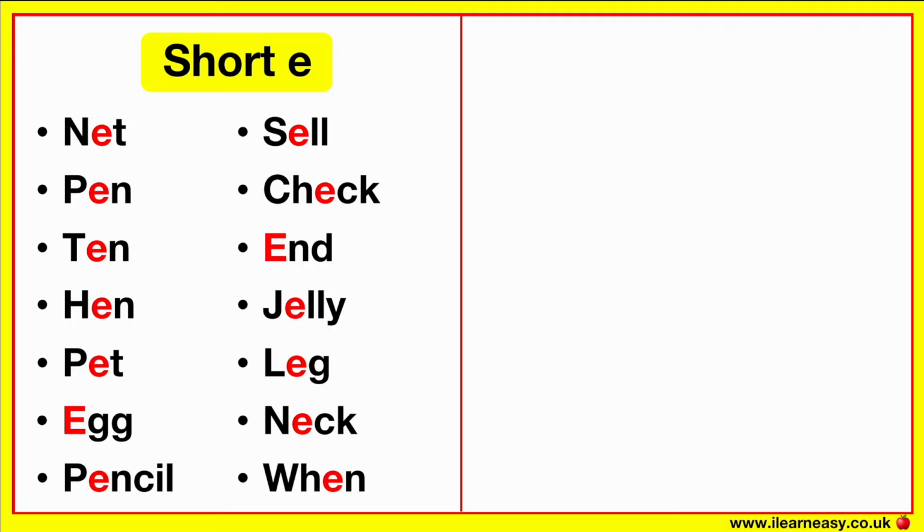The long vowel sound E is made with different letter combinations. This includes E consonant E spelling, EE, EA, EI, IE, Y, and EY. Now let's look at an example of each.